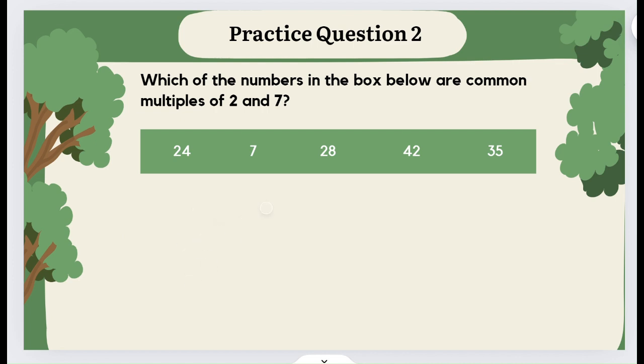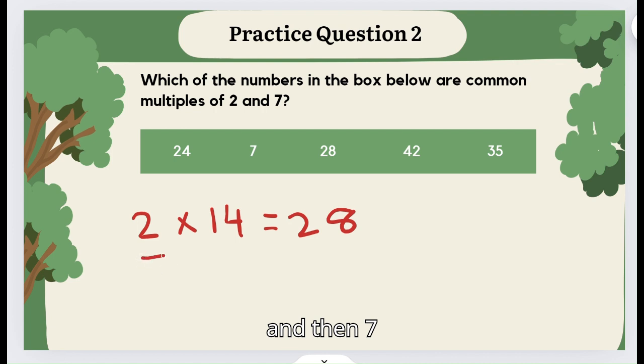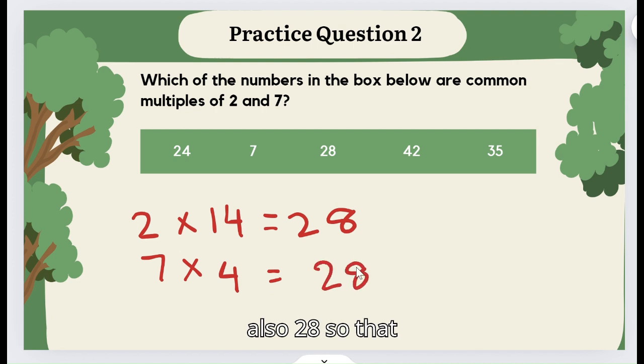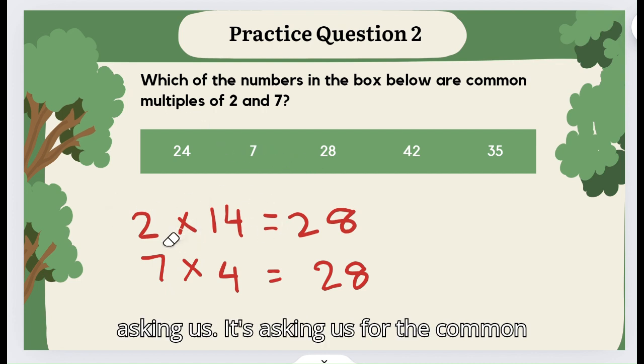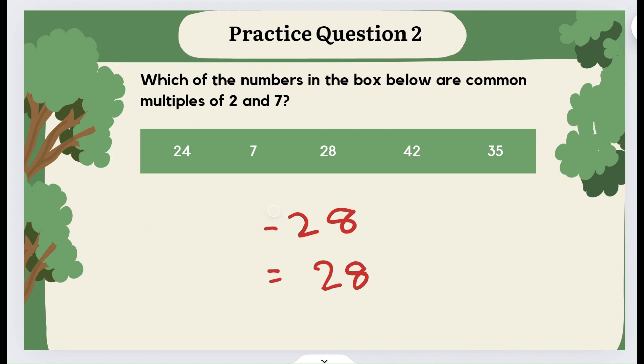So if I say that 2 times 14 is 28, and then 7 times 4 is also 28. So that means that 28 is a common multiple of both 2 and 7. So that is what the question is asking us. It's asking us for the common multiples of 2 and 7.